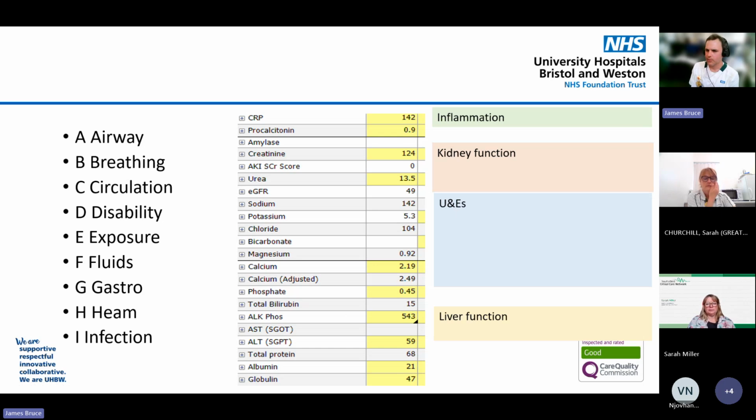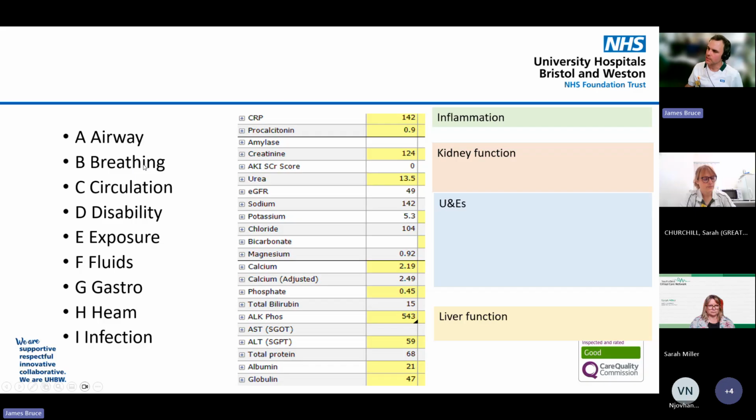So Violet, at the last session, I talked about using an A to I. This is what we do in Bristol. You'll be aware of the majority of them, but we've just added a few more: F, G, H, and I. And when you're clerking your patients and building your risk assessment, you can put some of the biochemistry into your A to I, just so you can track changes, and it also influences your risk assessment as well. So for example, for airway, you put your tracheostomy or your endotracheal tube or own.